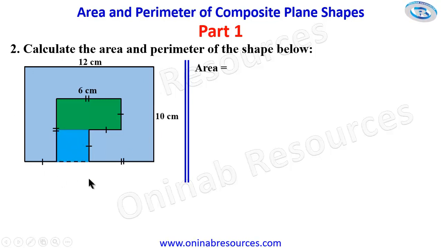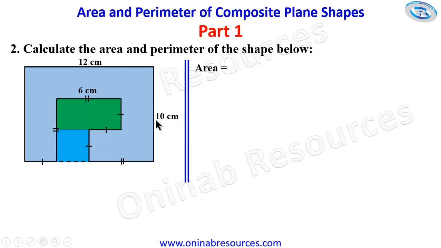So it's going to be the area of the entire rectangle minus the area of this small rectangle minus the area of the square. Because the description of this shape is as good as having a rectangle from which a smaller rectangle and a square are cut off. So that's why to find the area, we find the area of the entire rectangle minus the area of this rectangle minus the area of this square.